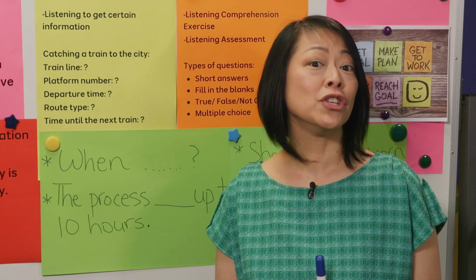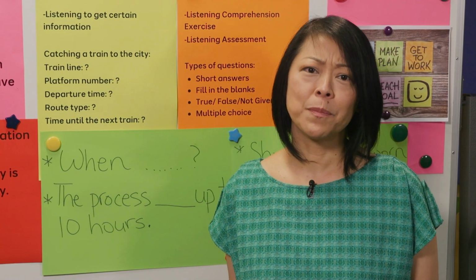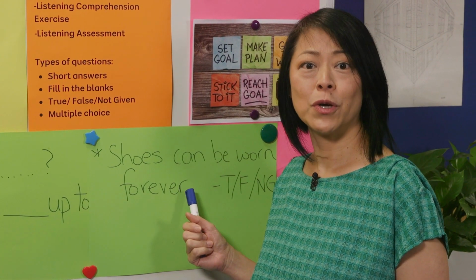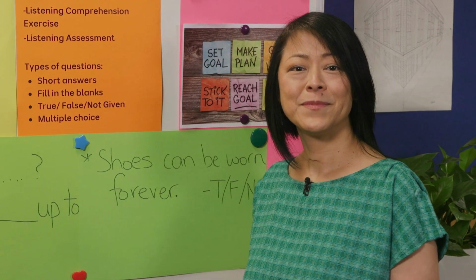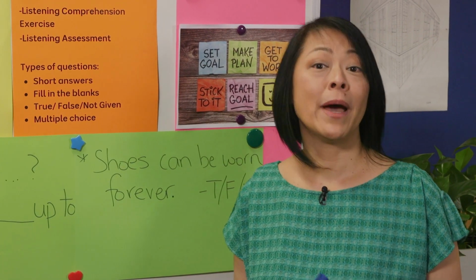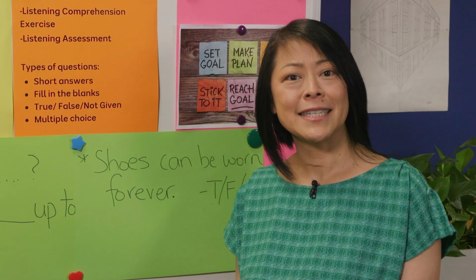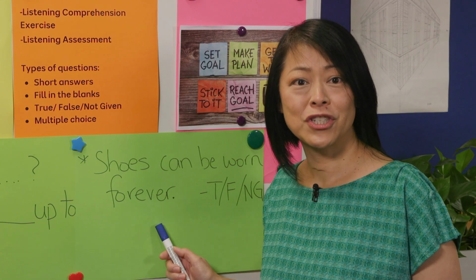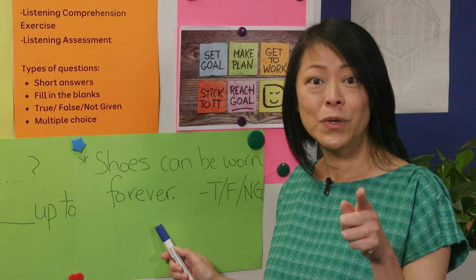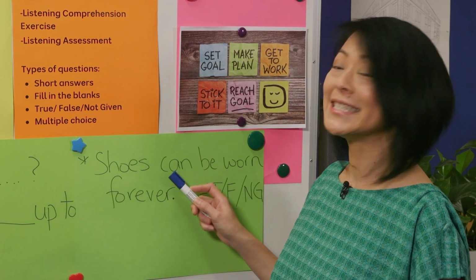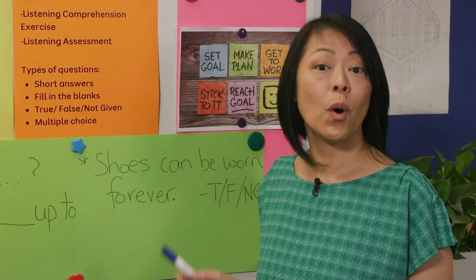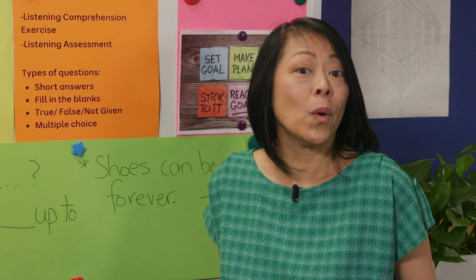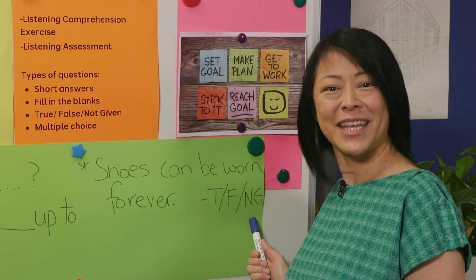In a true, false, not given question, think of which part of the given sentence makes it true or false to confirm you have chosen the correct answer. For example, in a passage about shoes, if the sentence states that shoes can be worn forever, read the question really carefully so that you can work out if any words in the sentence make it true or false. And if you don't hear the information at all, you can choose not given.